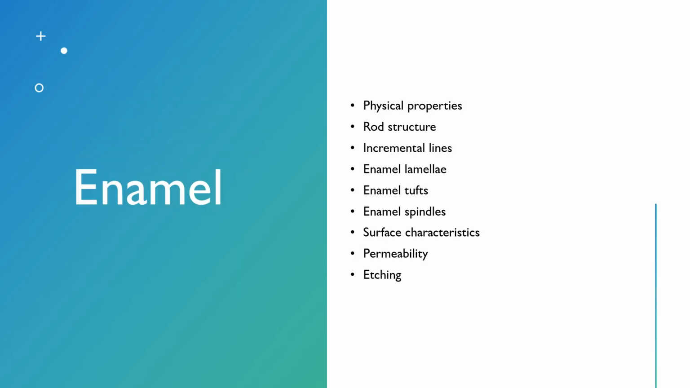Now, some of the topics that we'll look at today are the physical properties of enamel, the rod structure, the incremental lines, something called enamel lamella, enamel tufts, and enamel spindles. Also the surface characteristics of enamel, its permeability. So permeability basically means how minerals and other components can be absorbed through the enamel, and also enamel etching. So this would be what you would know as the acid etch that we use when we are performing a pit and fissure sealant.